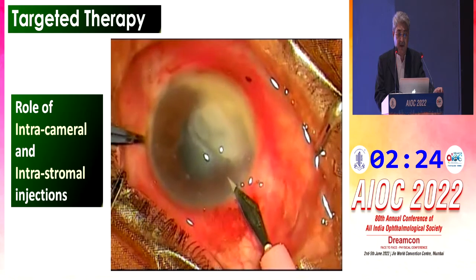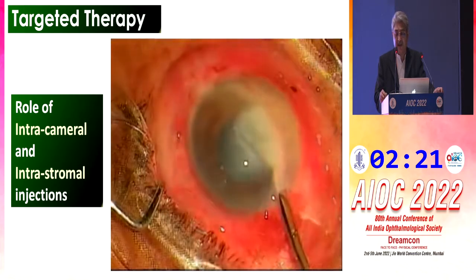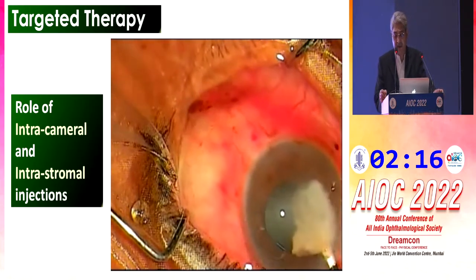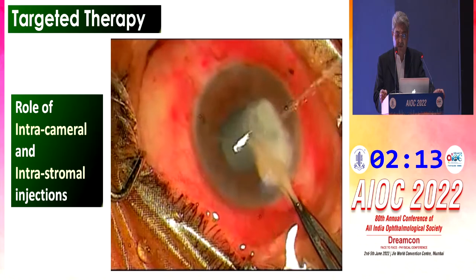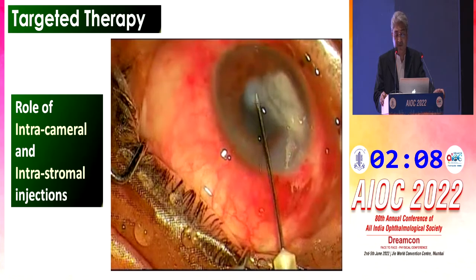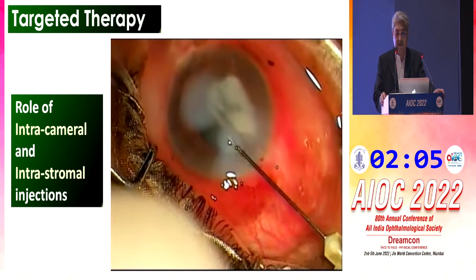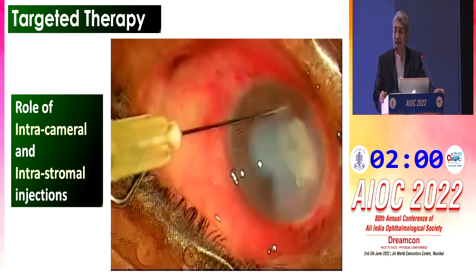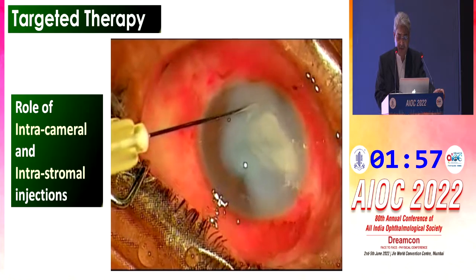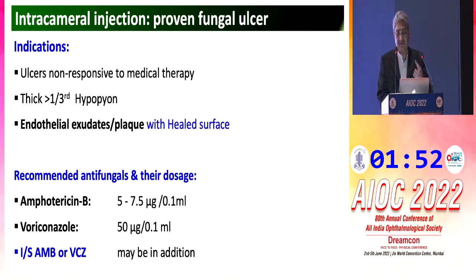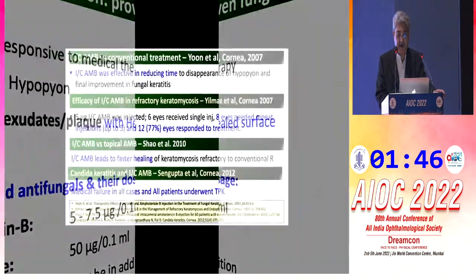Then there is targeted therapy: intracameral, intrastromal, and various things are described. You remove the plaque and the hypopyon, and you give intracameral amphotericin B, intrastromal amphotericin B, or various combinations, but the reports are all anecdotal. You give the injection in the clear zone surrounding the ulcer. The indication is mainly for endothelial plaque, where the superficial, anterior stroma is absolutely fine.